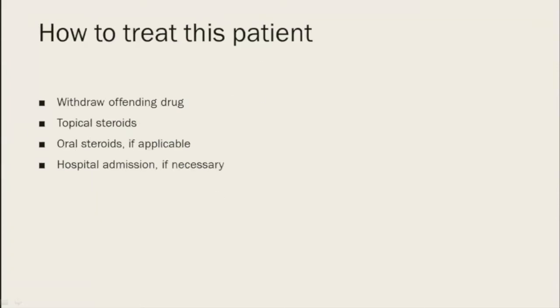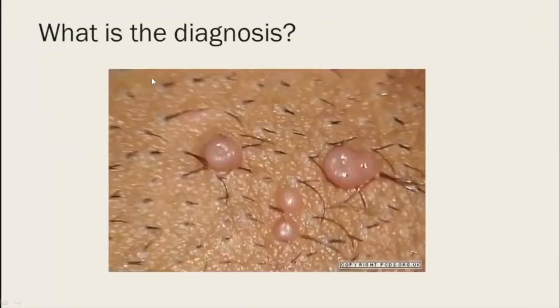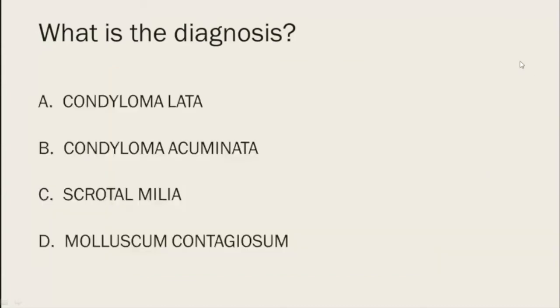So, how to treat this patient? Withdraw the offending drug. You can give topical and oral steroids and hospital admission if necessary. Okay. So, this is the next case. Picture lang siya. Walang story. So there are umbilicated papules on the genital area. Ayan. So the choices are condyloma lata, condyloma acuminata, scrotal milia, or molluscum contagiosum.